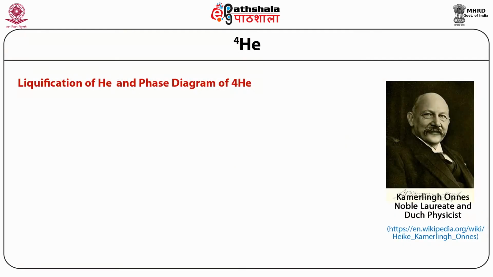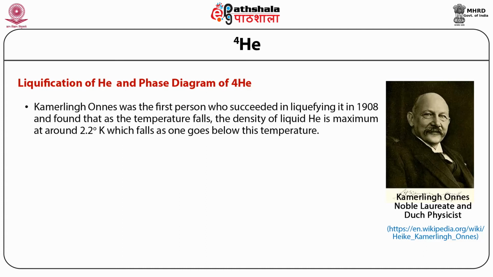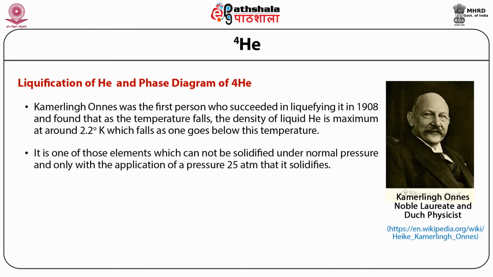Liquefaction of helium and phase diagram of helium-4. Kamerlingh Onnes was the first person who succeeded in liquefying it in 1908 and found that as the temperature falls, the density of liquid helium is maximum at around 2.2 degrees Kelvin, which falls as one goes below this temperature. It is one of those elements which cannot be solidified under normal pressure and only with the application of a pressure of 25 atmosphere that it solidifies.